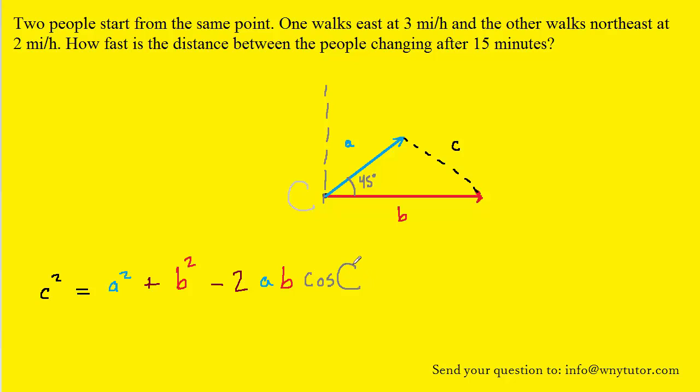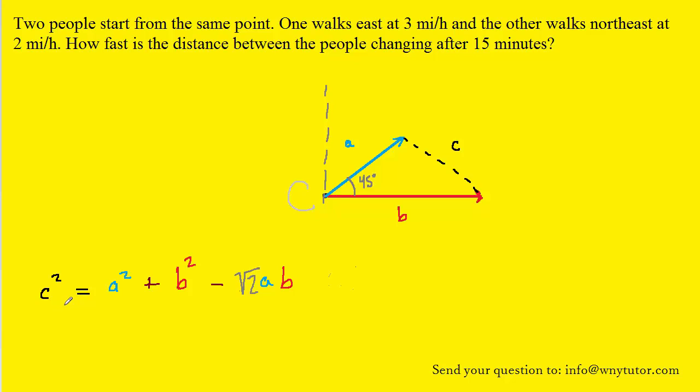So in fact, capital C can be plugged in with 45 degrees. And we probably all recall that the cosine of 45 degrees is equal to root 2 over 2. And this 2 here and the 2 in the denominator can cancel. And then we can move this root 2 into the front of AB. So there is our simplified equation.